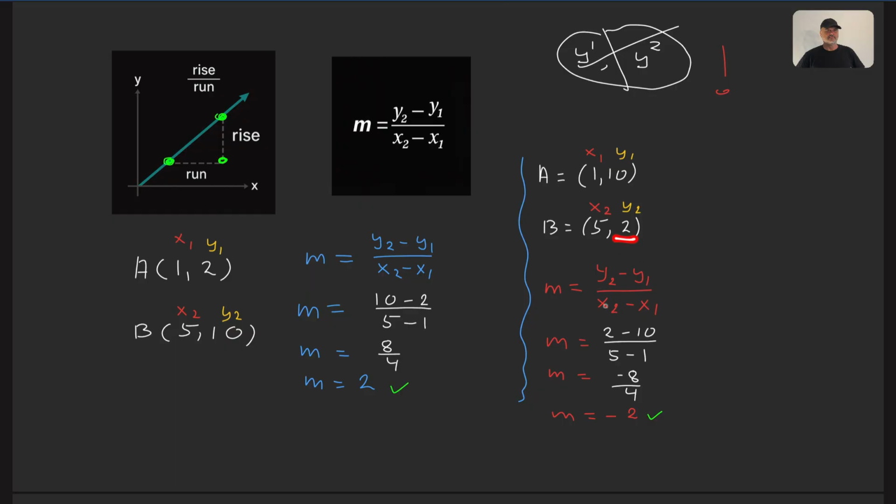So 2 comes first, then the 10 value, divided by 5 minus 1. And then you calculate each part separately. 2 minus 10 is negative 8. 5 minus 1 is 4. So hopefully this makes sense. So negative 8 divided by 4 gives you negative 2. So now you understand why the slope is negative, what that really means.